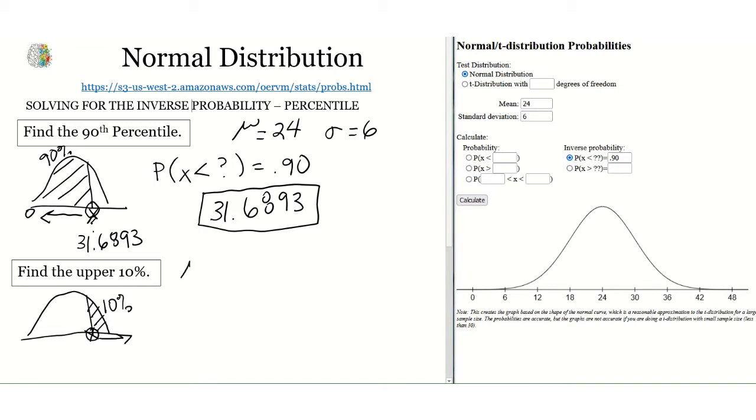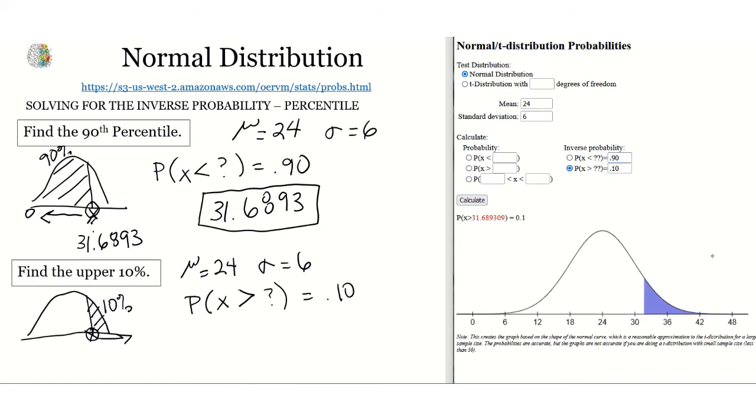So let's use the same values, a mean of 24, standard deviation of 6. This time we're looking for values that are greater. So we're going to look at the probability that the x values are going to be greater than some number, and that is going to give me 10%. So we're going to use the second probability and type in 0.10, hit calculate. It's shaded to the right just like we would expect, and if you'll notice, it's going to give me the same value that I got before when I was looking for the 90th percentile. So these are opposites.